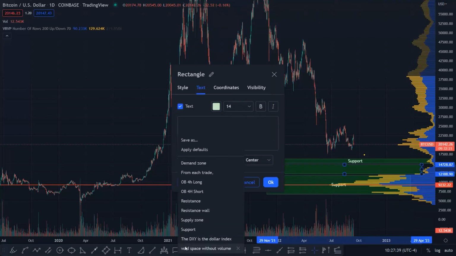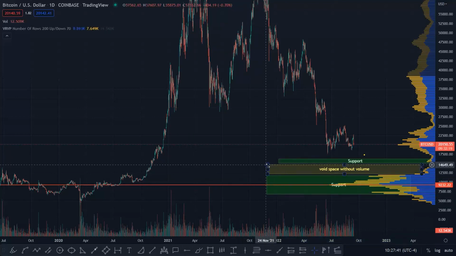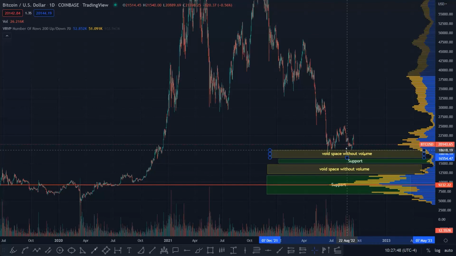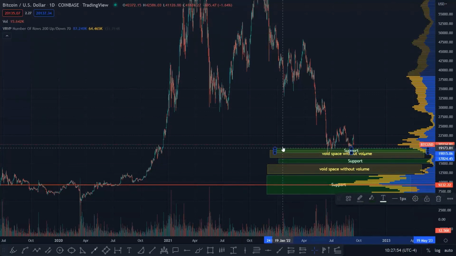This is a void space without volume. We have another void space without volume. Pretty simple, like this, okay? But again, we have a volume here, so this area here will act as a support for me, okay?